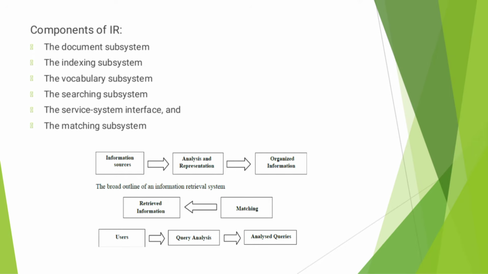Then the components of information retrieval are the document subsystem and indexing subsystem, then the vocabulary subsystem, the searching subsystem, then the service system interface and the matching subsystem. Then here some terminologies are used. An AI system looks for data matching some criteria defined by the users in their queries.